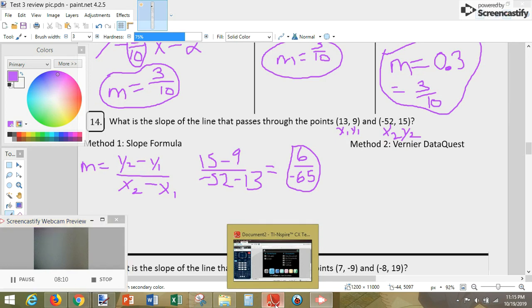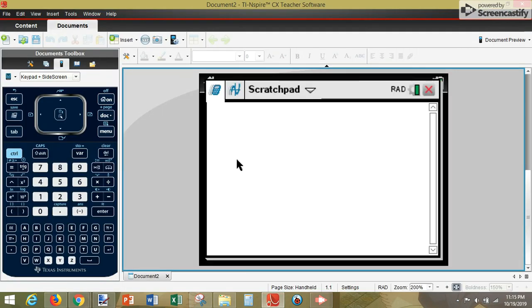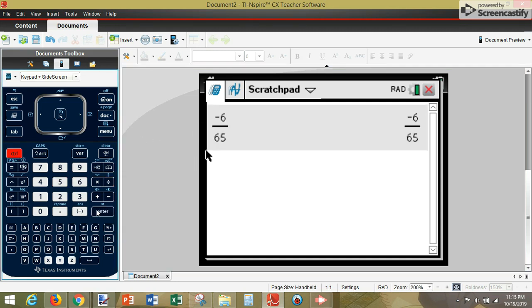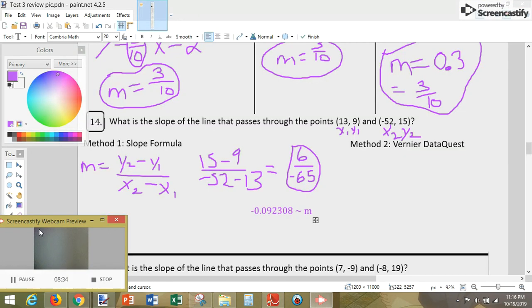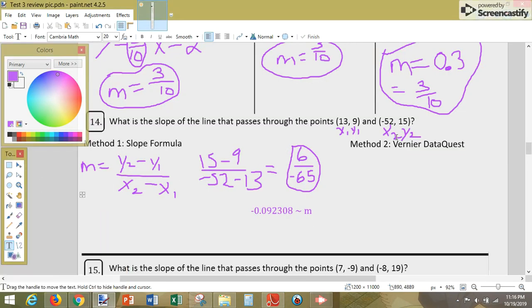If you want to put that in as a decimal, go to the calculator. Let's put that in. So we have negative 6 over 65. To get a decimal, we press Control, Enter. So here's our decimal: negative 0.092308. Let's use method 2 now.